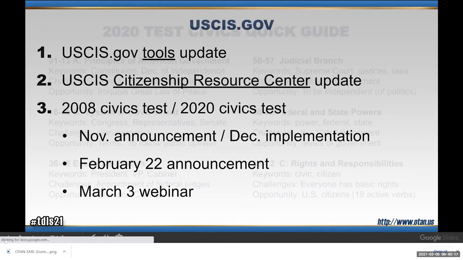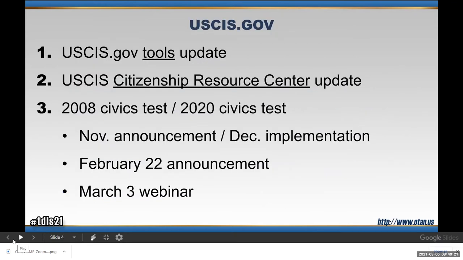One of the big things last summer is that USCIS updated their website to make it much more mobile friendly. They added some new tools so people can check their case status online, and more importantly, submit a case inquiry. A case inquiry is for when a case has gone on too long. So for instance, they applied in March and they still haven't gotten any response from USCIS. They can submit a case inquiry and say, please take a look and see what's going on with my case.